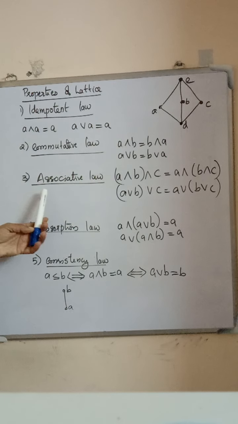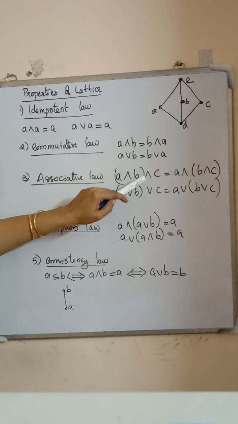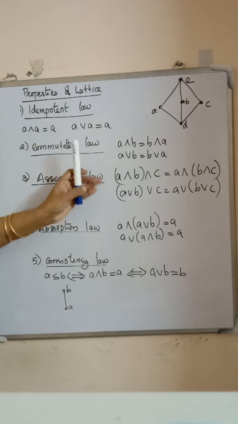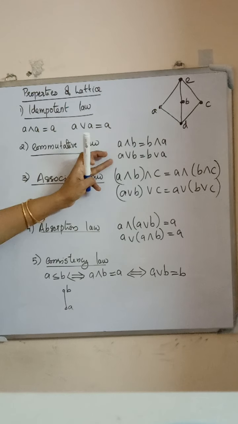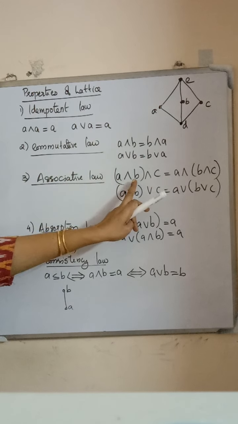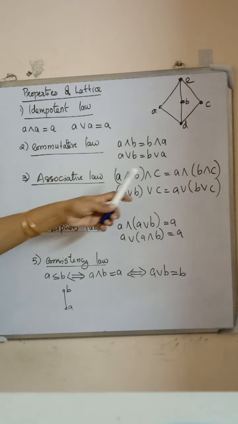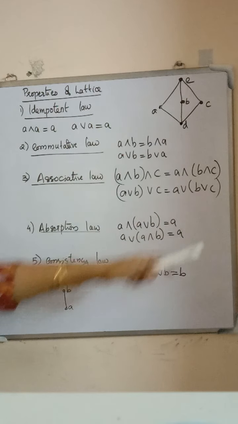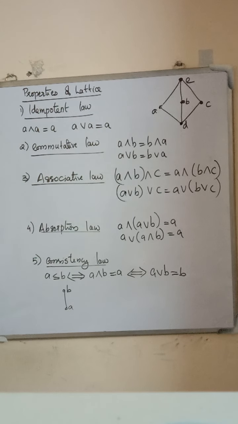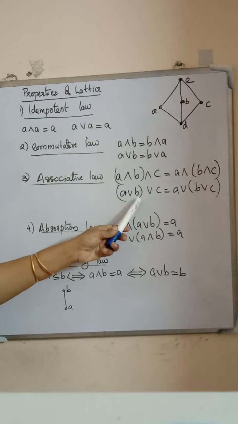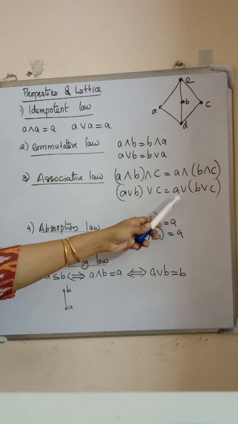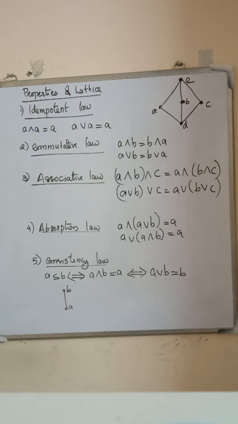Then, next is the associative law. A meet B meet C: we can place the bracket on the second two elements, that is, A meet (B meet C). Also, A join B join C is equal to A join (B join C).